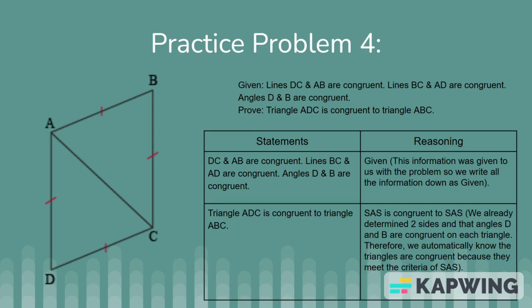Once we have all the information that we need, we finally put what we need to prove in the statement section. And the reasoning for this is because of SAS, in other words, side angle side. Since we are given two sides and an angle in the order of a side, then the angle, and finally another side, this automatically meets the criteria of side angle side, and therefore proves triangle ADC is congruent to triangle ABC.